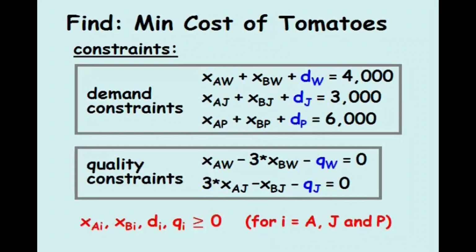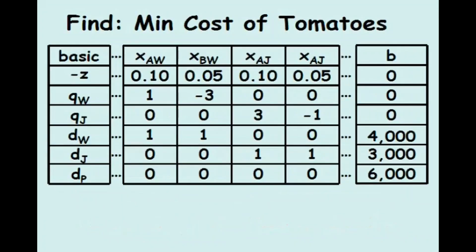Setting up the network tableau, only a portion of which is shown on this screen, the cost for grade A tomatoes is shown to be 10 cents per pound, and the cost of grade B tomatoes is 5 cents per pound. Initially, the slack and surplus variables are basic and equal to the right-hand side. All 6 X decision variables will begin non-basic and equal to 0.